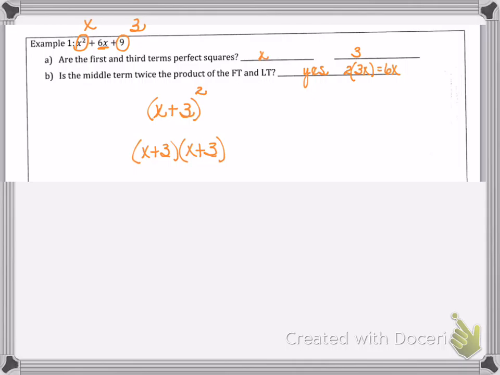You would do first, which is x times x, which is x squared. That works. 3 times x, and 3 times x gives us 6x. And 3 times 3 gives us 9.